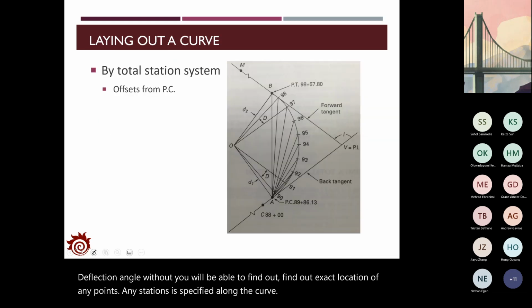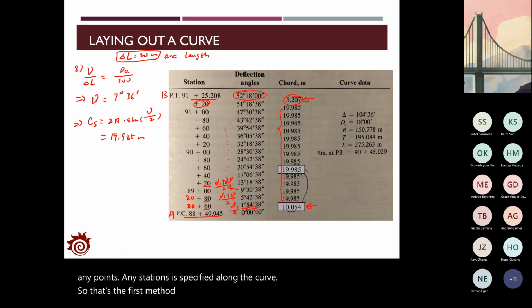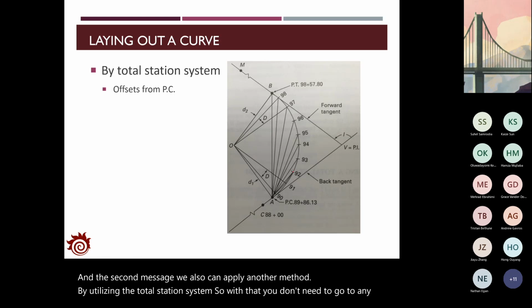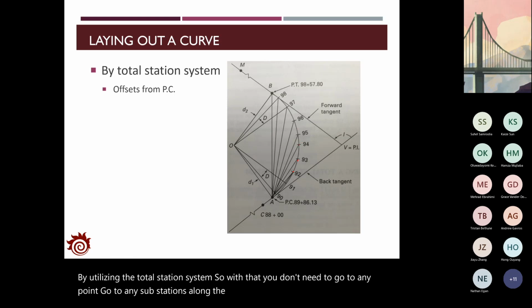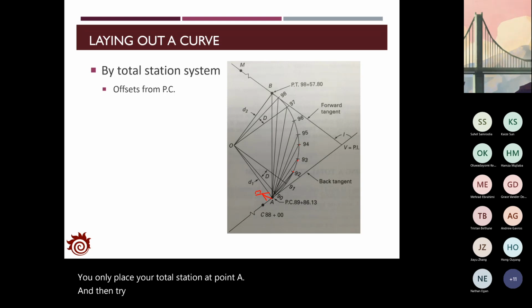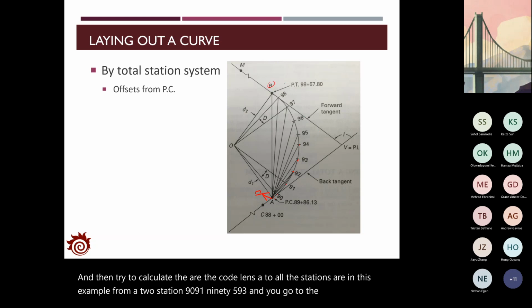So that's the first method we applied to laying out the curve with the deflection angle. And the second method, we can also apply by utilizing the total station system. With that, you don't need to go to any substations along the curve. Instead, you will only place your total station at point A, and then calculate the chord length from A to all the stations. In this example, from A to station 90, 91, 95, 93, and you go to the 98 and point B.